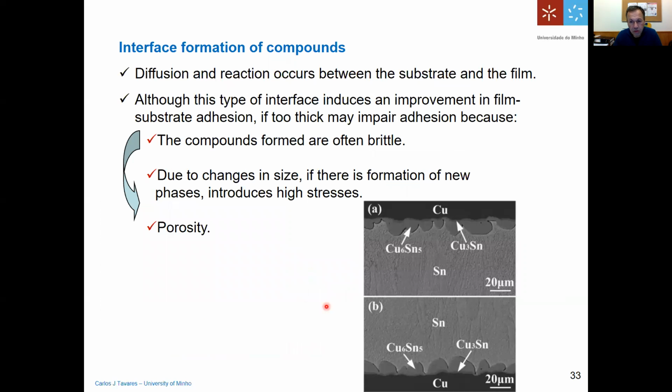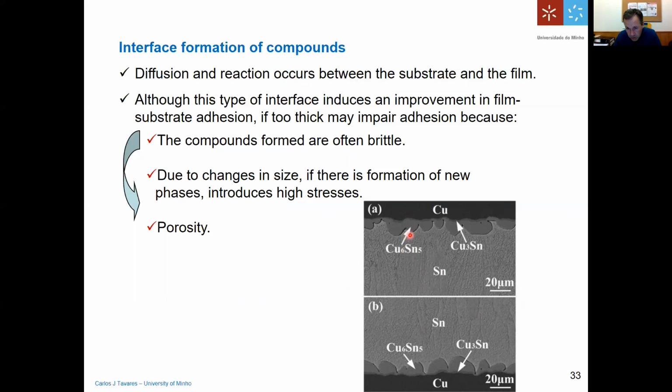You can also get the formation of some compounds at interfaces. For example, you can originate these compounds when diffusion and reaction occurs between the substrate and the film. In this case, you're making a deposition of copper on top of tin, as you can see here on these two micrographs, taken at different locations, okay?